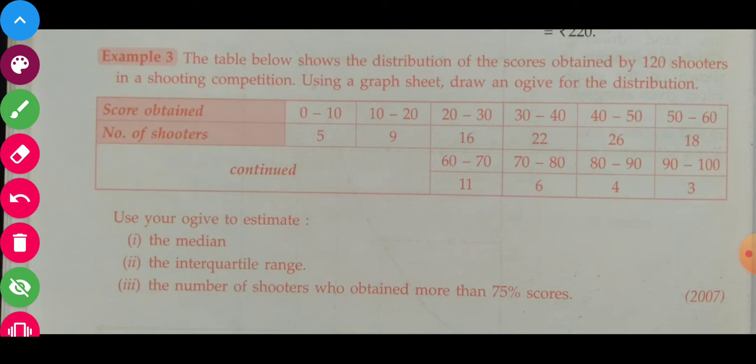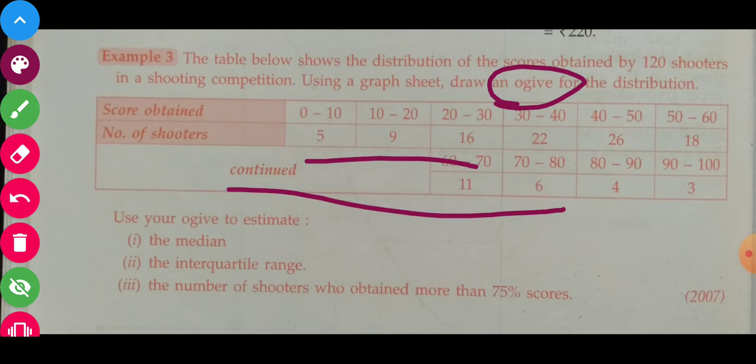The question says, the table below shows the distribution of the scores of 120 shooters. This is the total number of shooters, that is n, in a shooting competition. Using a graph sheet, draw an ogive for the distribution. So we need to draw an ogive using the data given to us.